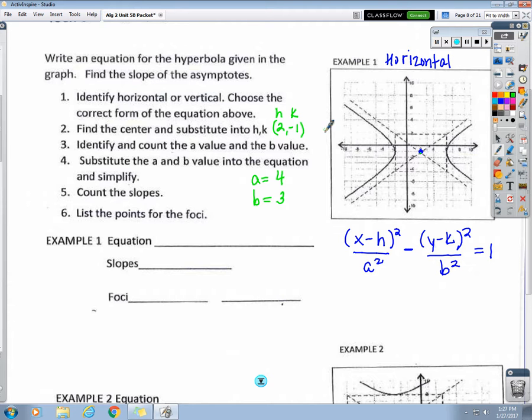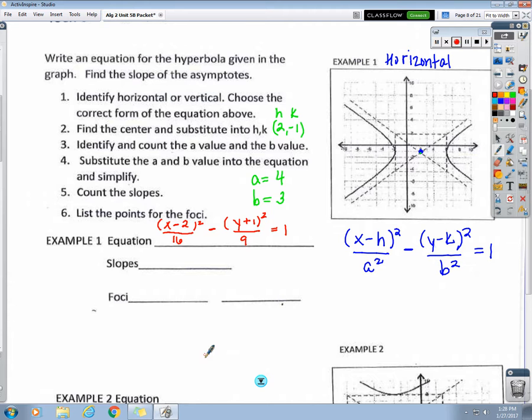Now that we know h, k, a, and b, we're ready to plug into the equation. So, x minus h, that would be x minus 2, squared, minus y minus k. Well, what happens when you do a minus a negative 1? Plus 1 squared, and then equals 1. And now the x will be over 16, because 4 squared is 16, and the y plus 1 will be over 9. So there's your equation for this hyperbola. x minus 2 squared over 16 minus y plus 1 squared over 9 equals 1.